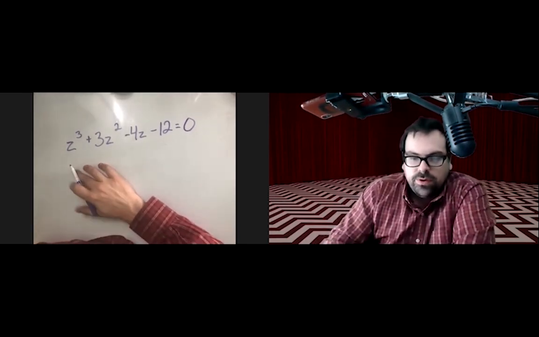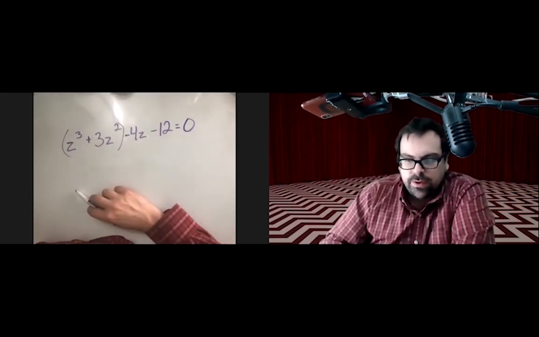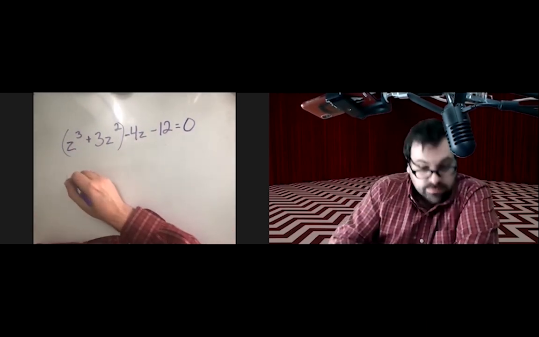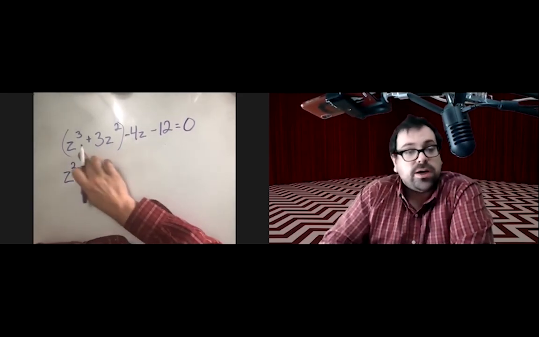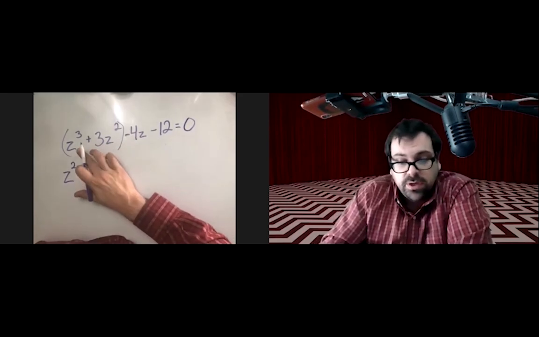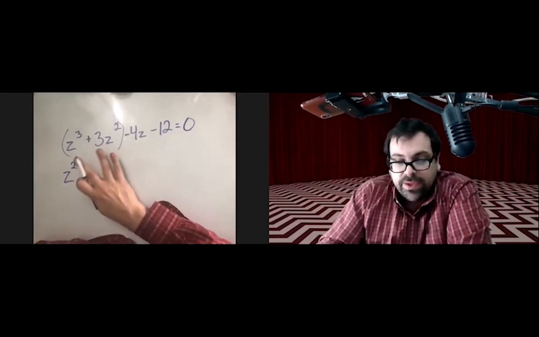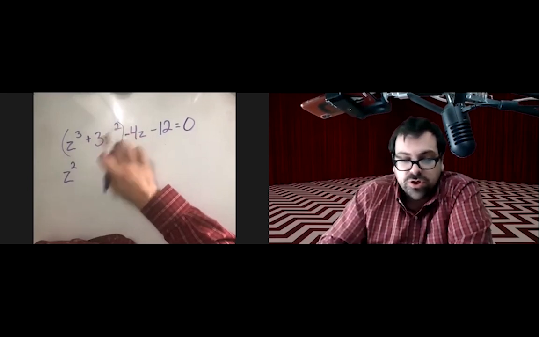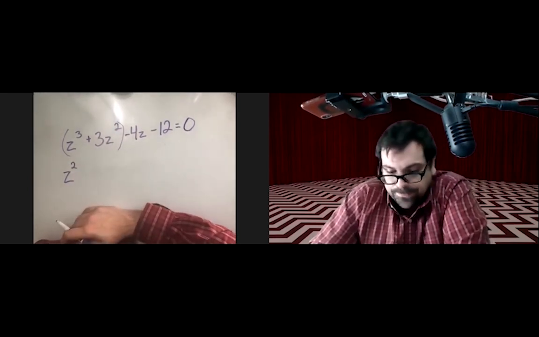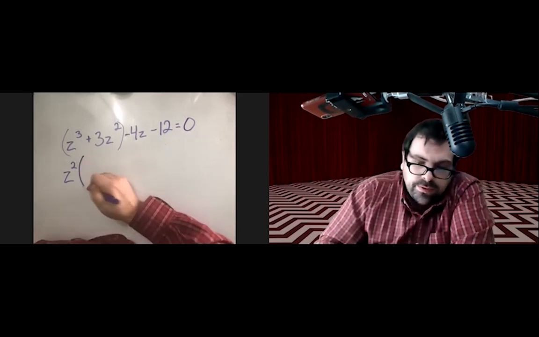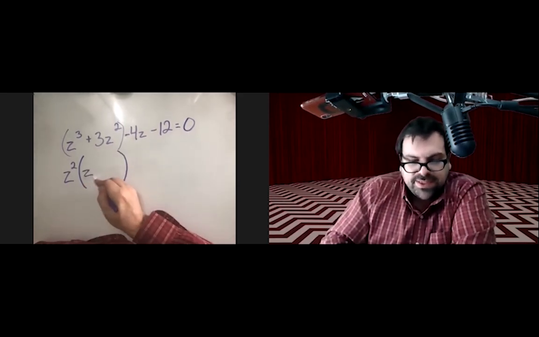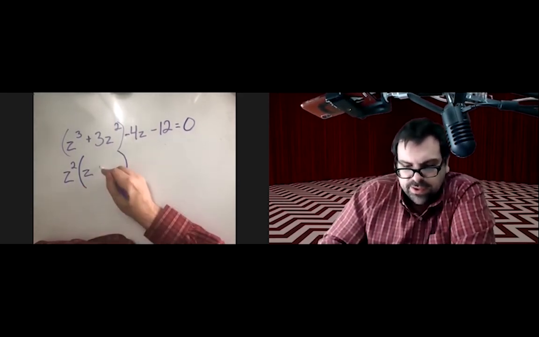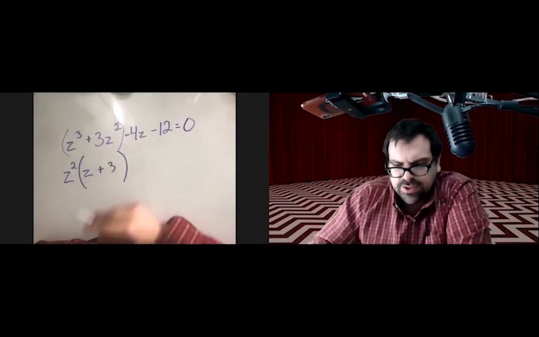So here we go. Group the first 2. We can take out a z squared. We take out the lowest power shown. z cubed, z squared, z is in common. Lowest power shown is 2. z squared times z is z cubed. z squared times positive 3 is 3z squared.